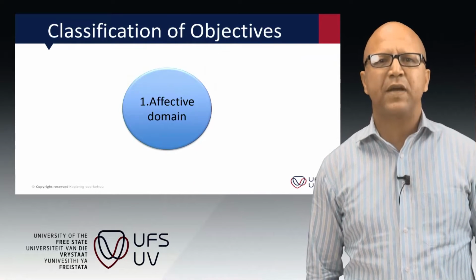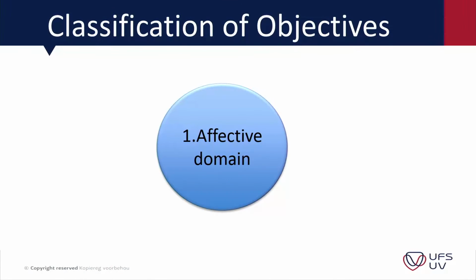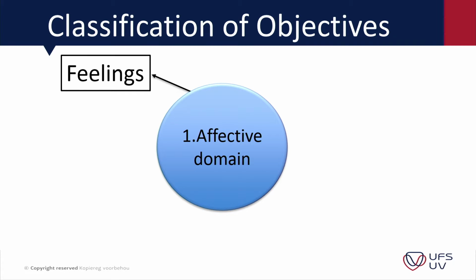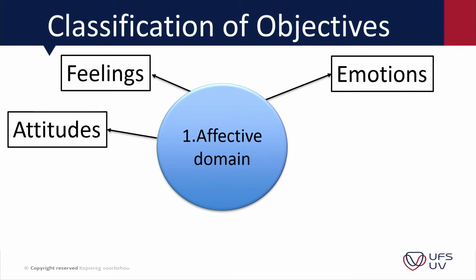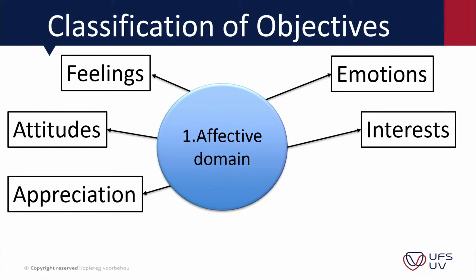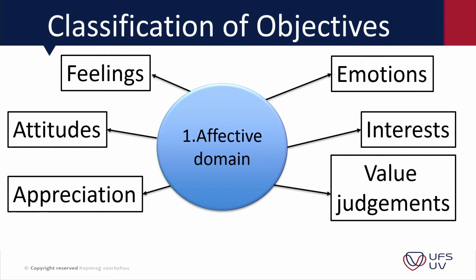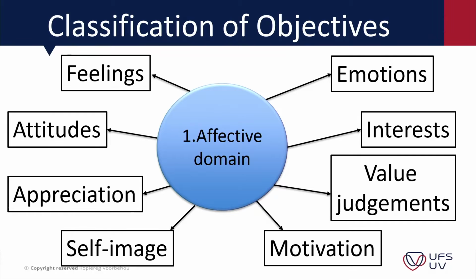Let us unpack and explain affective domain. The objectives in this domain are concerned with the emotional development of the learner. The affective domain deals with feelings, emotions, attitudes, interests, appreciation, value judgments, self-image, and motivation. Some teachers find it difficult to write behavioral objectives for the affective domain because it is hard to translate feelings, attitudes, appreciation, emotions, etc. into observable behaviors.